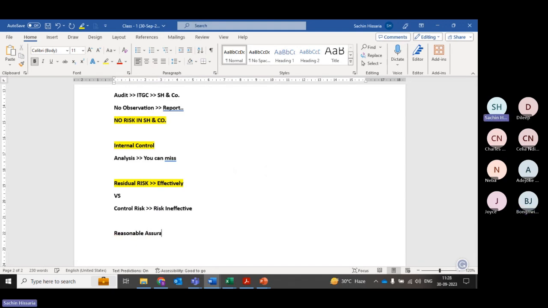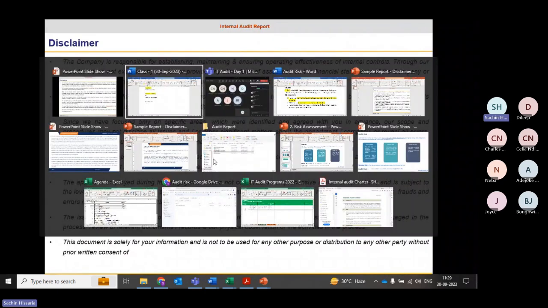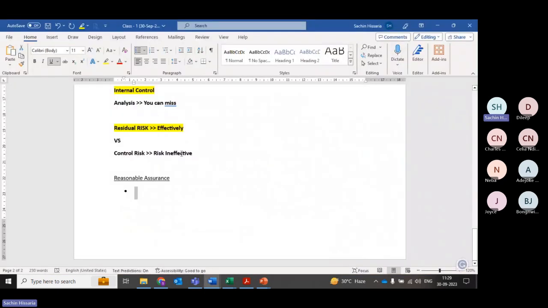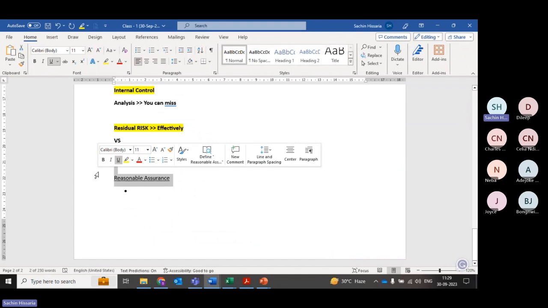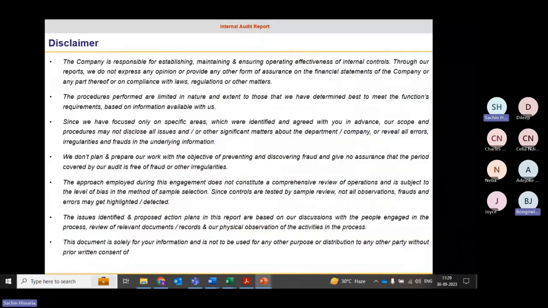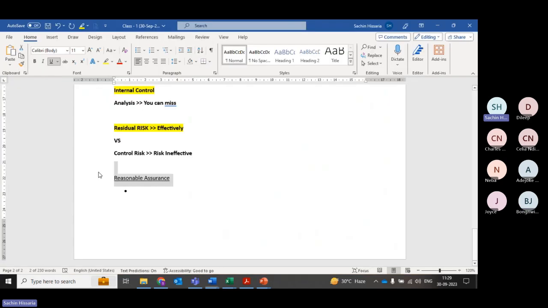Reasonable assurance. What does it mean? It is called a reasonable assurance. So as an auditor, you will give the reasonable assurance, not the absolute assurance. Reasonable assurance means that the auditor has used their professional judgment. They have used due care to identify the risk which is there in the processes, but that report doesn't give us an absolute assurance that the entire process, entire financial statement, or entire area is free from all the frauds or irregularity. So it is not giving you an absolute assurance. It's more about a reasonable assurance.